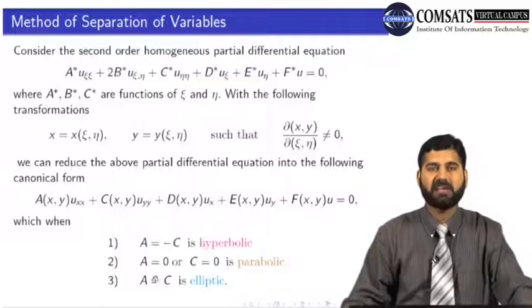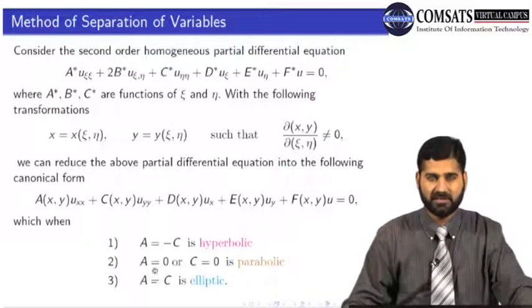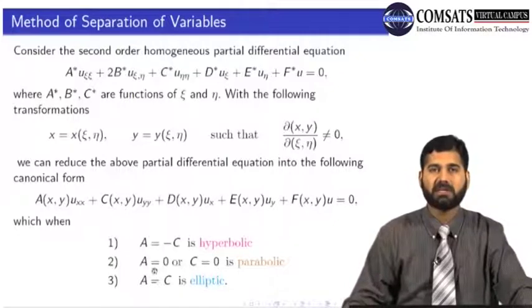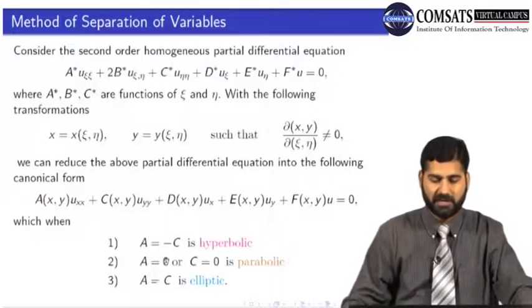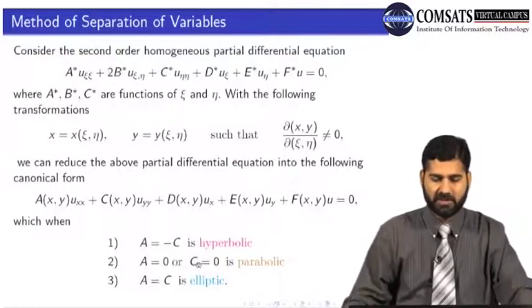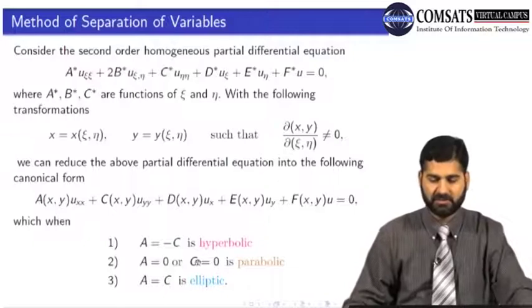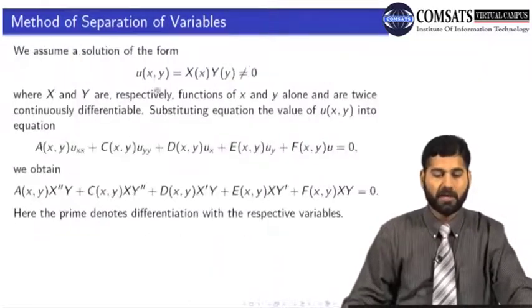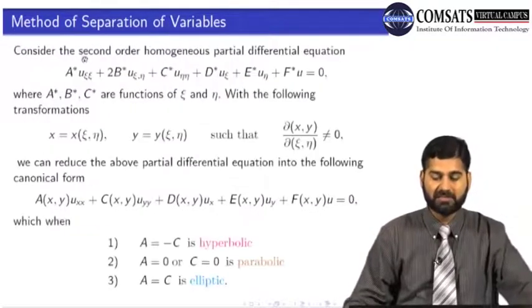And if a is equal to c, then c square minus 4ad becomes negative. So it's elliptic. Similarly, if a is 0 or c is 0, then your c square minus 4ad is 0. So it becomes parabolic. We assume, now what is the method of separation of variables?